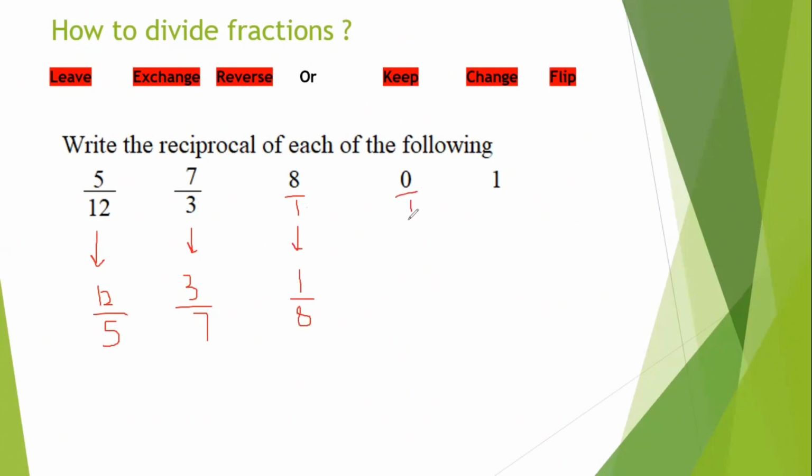0 out of 1. Can I write 1 out of 0? No. ما عنديش fraction الدينومينيتور بتاعته 0. ما ينفعش. فهقول له no reciprocal. Next, this is 1/1. لما بعمل لها flip هتفضل هيها 1 over 1 اللي هي ب1. That means ال1 هتفضل هي same 1.